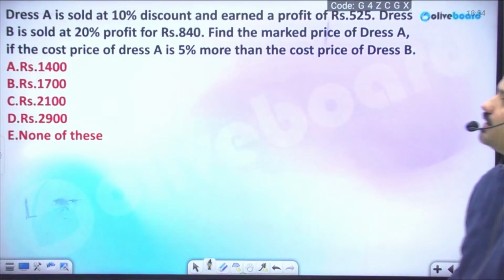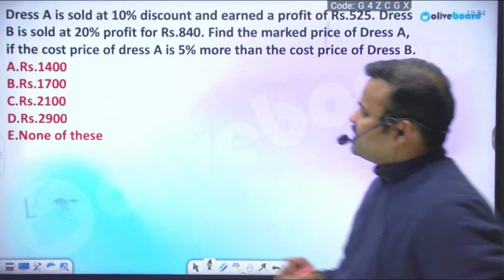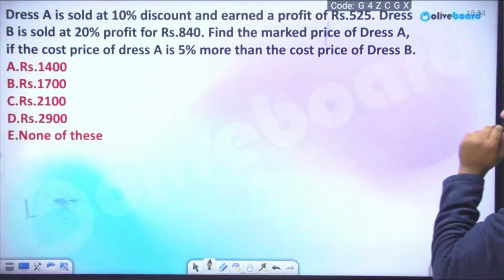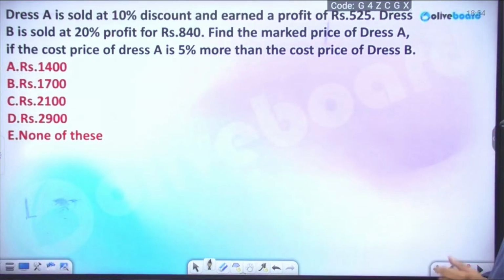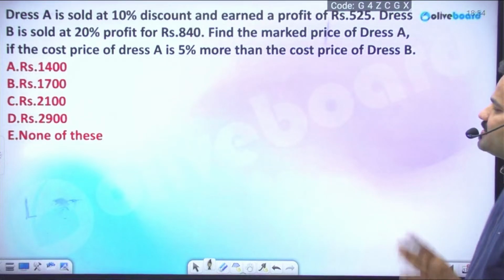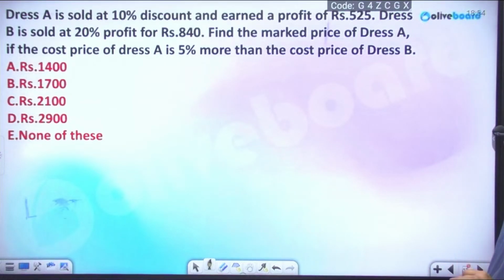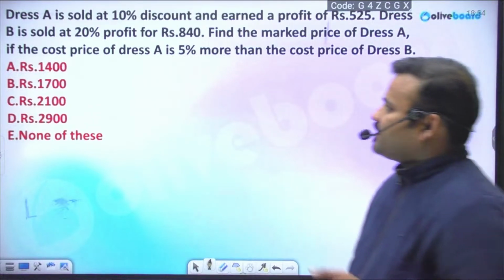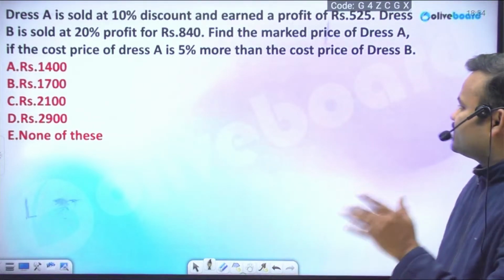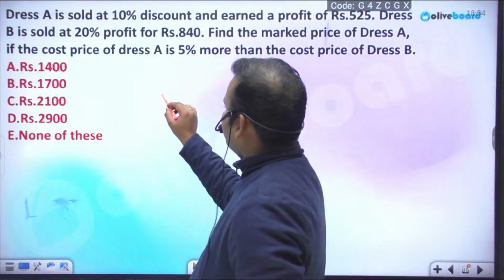Okay. Dress A is sold at 10% discount, meaning a 10 to 9 ratio, and earned a profit of this much. Dress B is sold at 20% profit for rupees this much. Find the marked price of dress A if the cost price of dress A is 5% more than the cost price of dress B. Okay, so this is relevant.